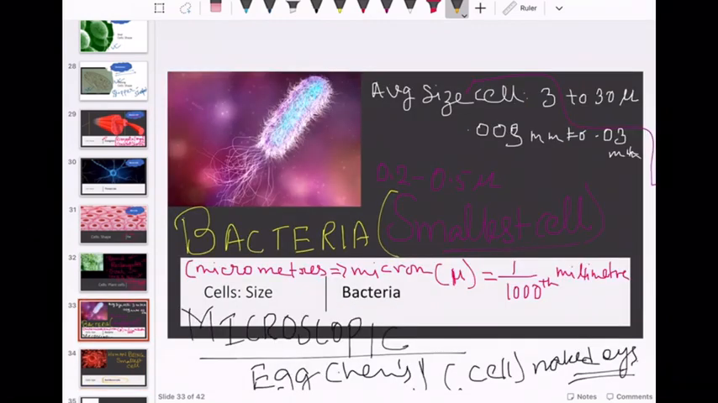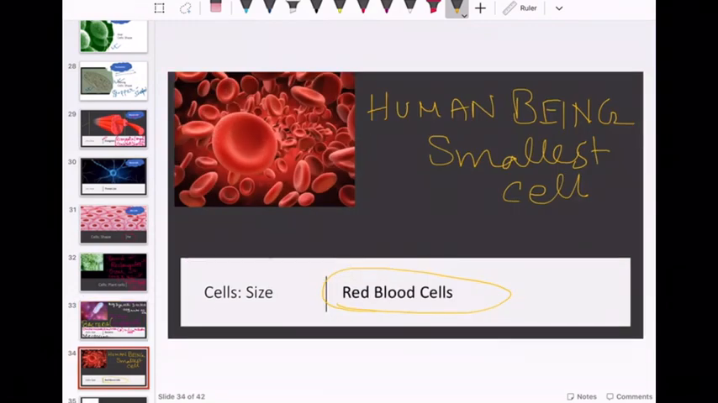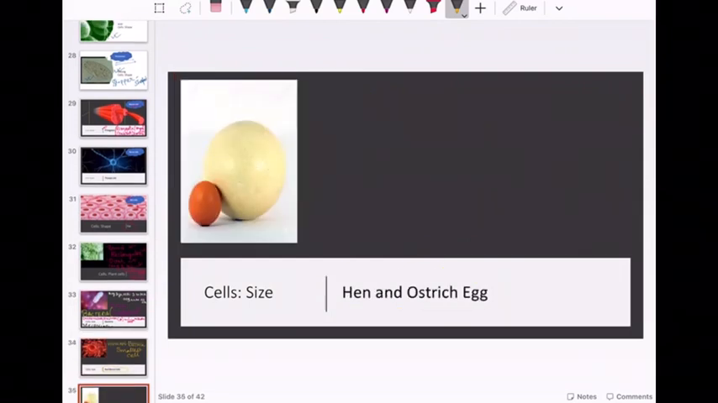Okay, it's a red blood cell. That is the smallest cell in human beings, and bacteria are generally the smallest overall. Within the body of a human being, the smallest cell is the red blood cell.